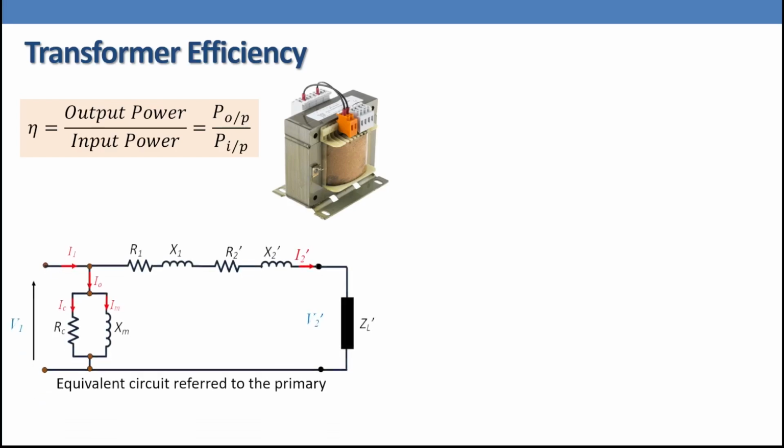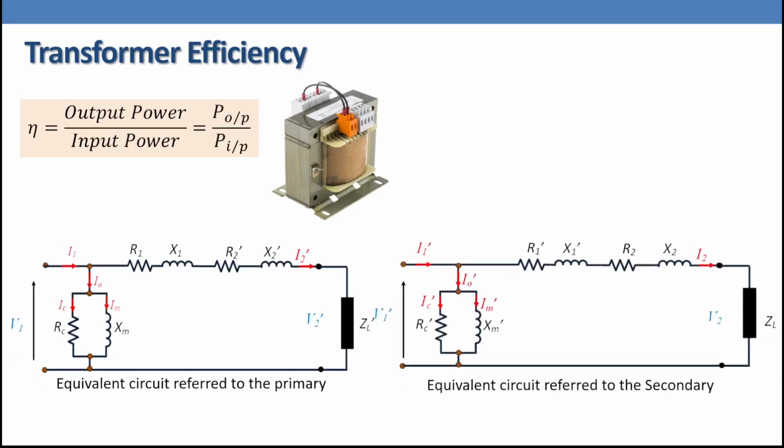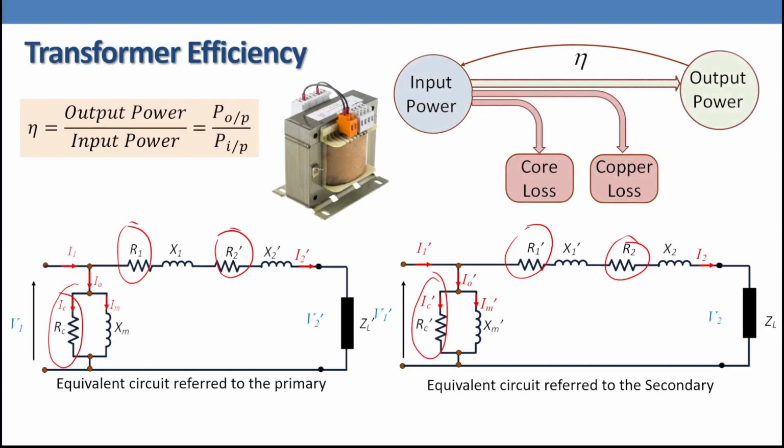Look here, for the equivalent circuit referred to the primary or the equivalent circuit referred to the secondary, we have a core loss and copper loss due to these resistances. The figure here shows the power flow diagram of the transformer. Input power, and we have core loss and copper loss, and we have output power, and that gives us the efficiency, output over input.